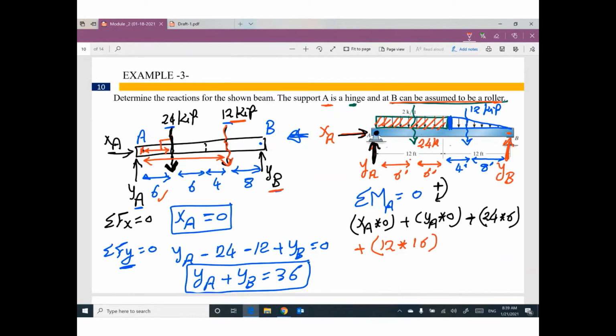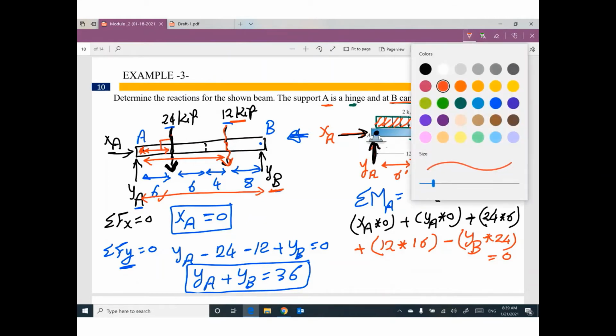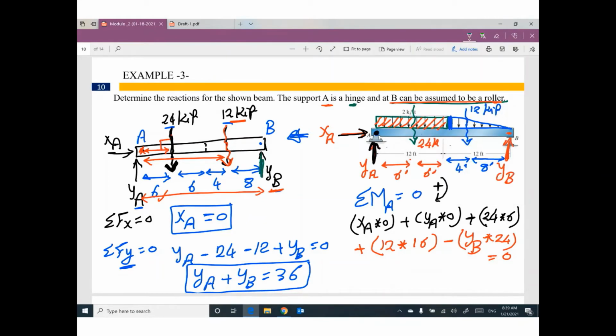The following force will be YB in the opposite direction. So we have negative YB times. What is the total distance between YB and point A? The total distance will be 24. Nothing else, equals 0. Guys, please make sure that your force and your distance are perpendicular. Anyway, this term will be cancelled, this term will be cancelled. The only unknown here will be YB.